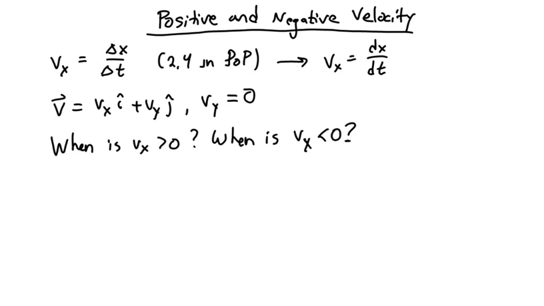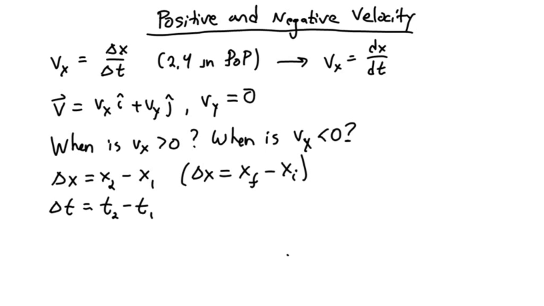The question I want to answer is, when is Vx positive and when is Vx negative? So to answer this, we'll give a little more detail about what delta x and delta t mean. So delta x is x2 minus x1, and delta t is t2 minus t1. Notice that in some places, including in the textbook, this notation is used: x final minus x initial. But what I'm talking about when I write 1 and 2, I just mean the initial is 1 and the final is 2.